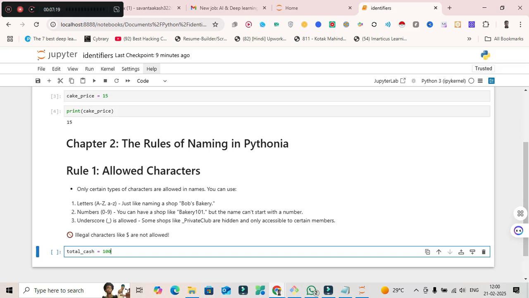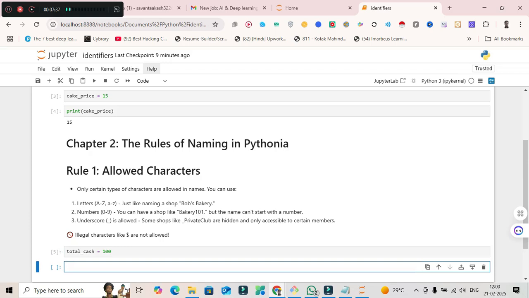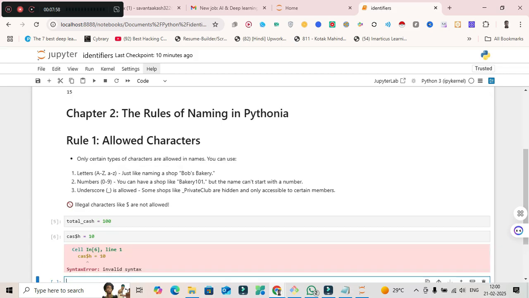If anyone has a doubt, just put it in the comment section below, and I will try to resolve your questions. So this is what the identifier is all about. Let's say if I'm using a dollar sign in between, it is not acceptable, folks. Let me show you. See, if you look here, what it is telling us: syntax error, correct? So this is the issue.